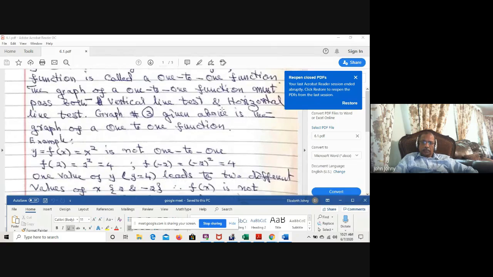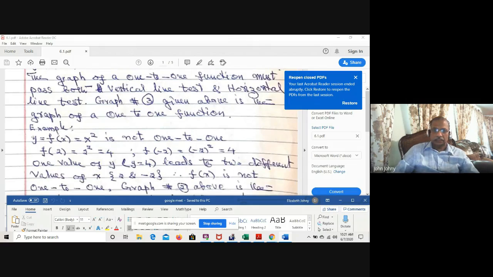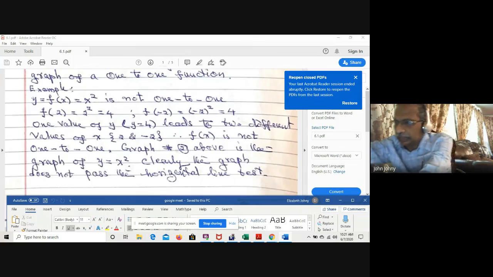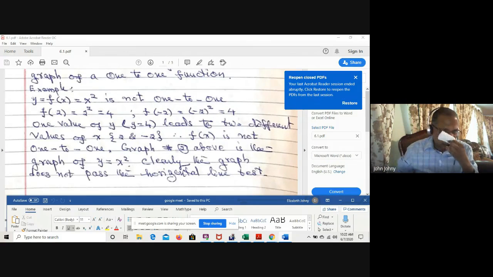Now consider the graph of y is equal to x squared. This is not one-to-one because f of 2 is 2 squared, that is 4, and f of negative 2 is again negative 2 the whole squared, that is 4. That is, for one value of y, when y is equal to 4, you get two values for x. So one value of y leads to two values of x. Therefore, f of x is not a one-to-one function. And graph number 2 is the graph of y is equal to x squared, and that does not pass the horizontal line test.